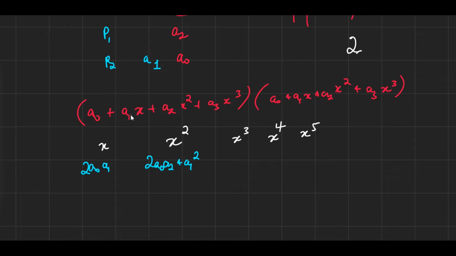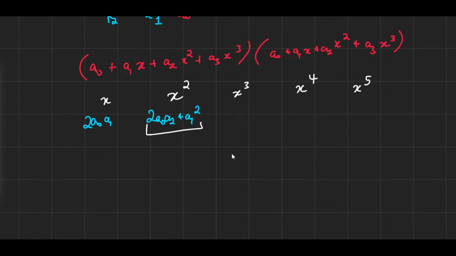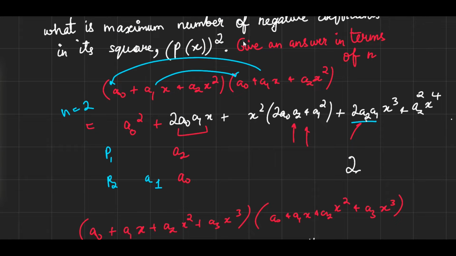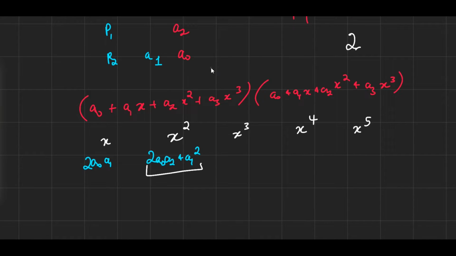Now for x cubed, things change because now I have a cubed term. We still have the same coefficients here. This 2a2a1 doesn't go away. I still have 2a2a1 because I can still get it. But now I can also get x cubed in another way. I get it by this, and I get it by this. And so I have a plus 2a3a1.